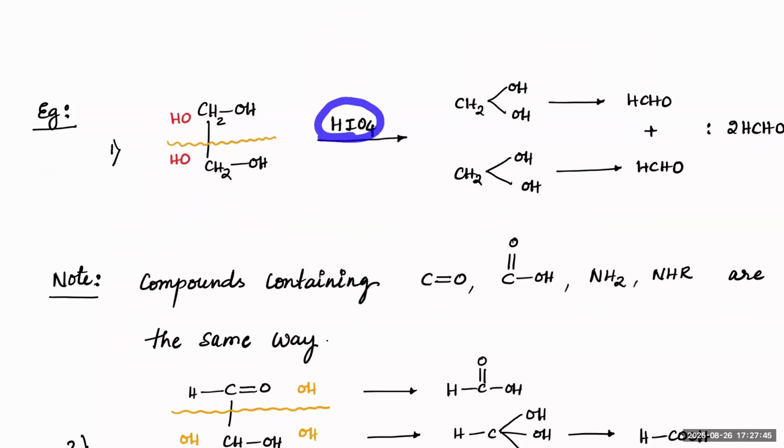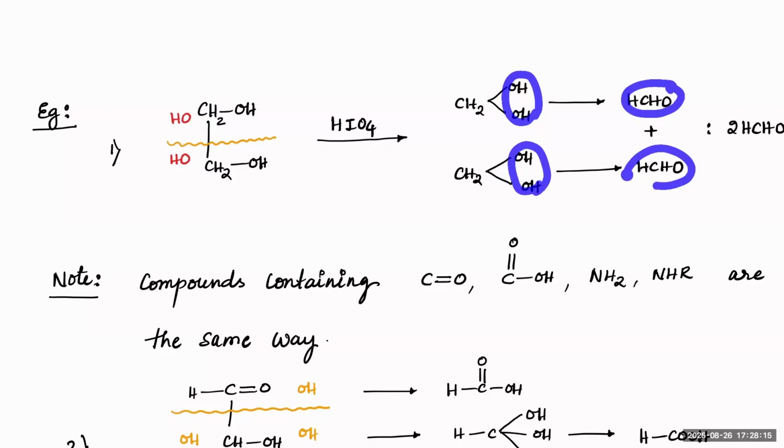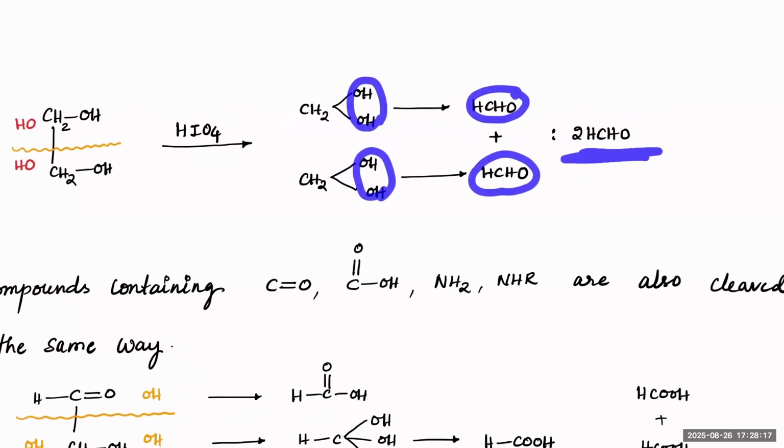Wherever you come across HIO4, if you find vicinal diols, that means adjacent OH groups, just simply break this, give one OH to the upper carbon, one OH to the lower carbon. Now notice the bond is broken. The upper carbon has two OH groups, the lower carbon has two OH groups. Two OH groups are unstable, that will convert into aldehyde. Here also it will convert into aldehyde. So what is the product? 2 moles of aldehyde. Done.